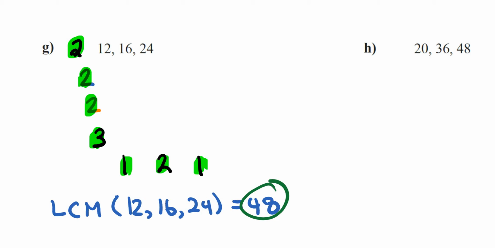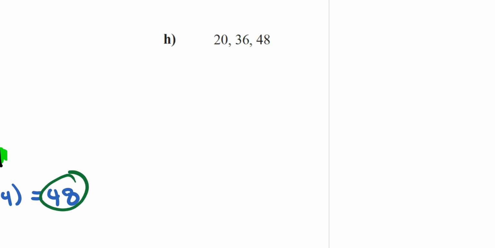Okay. All right, let's do one more here. 20, 36, and 48. So a number that divides 20, 36, and 48 right now is going to be 2. So 20 divided by 2 is going to be 10. 36 divided by 2 is going to be 18. And 48 divided by 2 is going to be 24.